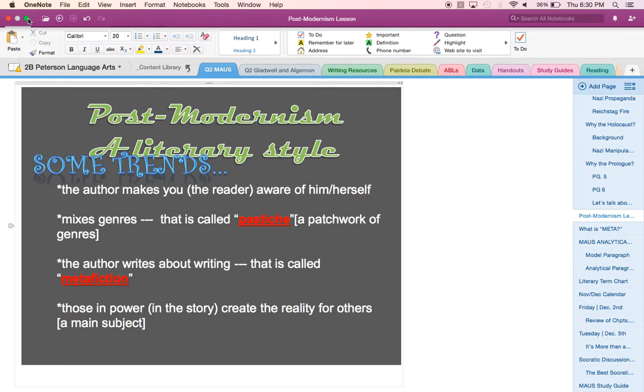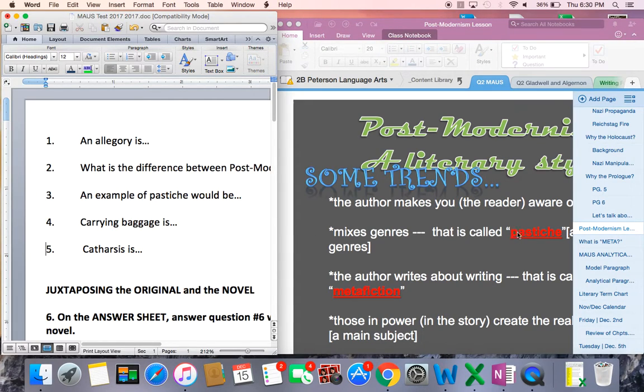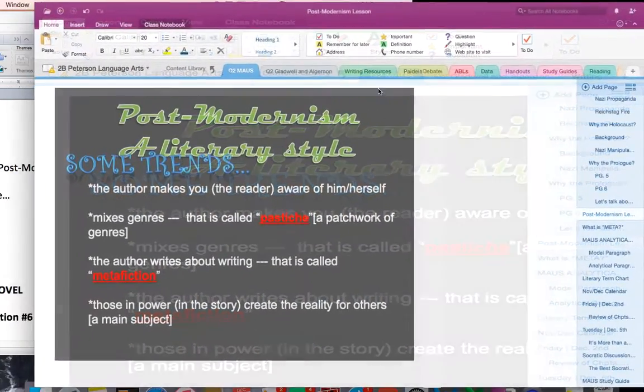So they're going to be those basic questions like that. What's an example of pastiche? Well, first of all, to be able to tell me what an example is, you've got to know what pastiche is. Well, again, toggle over here and you can see, or your notes, and see what that is. Carrying baggage. There are a few classes that I still need to go over this, and I will at the beginning of class. And then it'll be very easy for you to see what carrying baggage is. Catharsis. We talked about this with Prisoner on the Hell Planet.